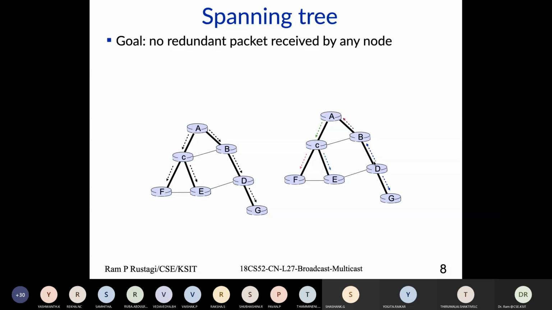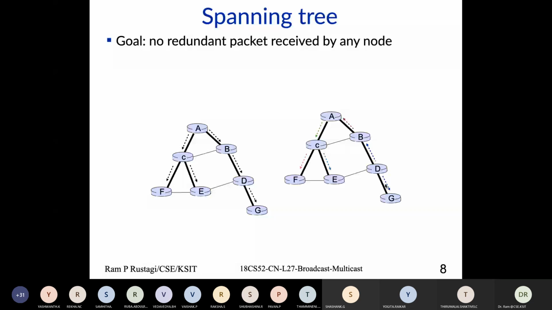I can still have n minus 1 edges with a cycle and some nodes may not be reachable. Let's say in this graph, I can remove the edge DG and keep the edge DE. Still there are n minus 1 edges, but the graph is disconnected. So a spanning tree is a subgraph of G which contains all the nodes which are there in G and edges such that there is no cycle in the graph and between any two nodes there exists a path. That means the graph is connected.